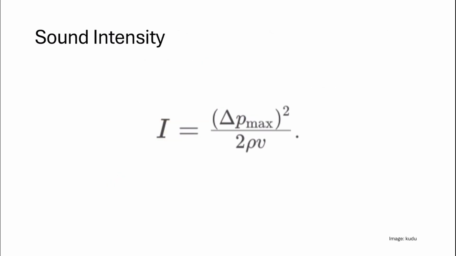The quality of sound is closely related to how noise-cancelling technology works. The formula for sound intensity is I equals delta P max squared over 2 rho v. I is the sound intensity and represents how loud a sound is. Delta P max is the maximum pressure variation caused by the sound wave. Rho is the density of the medium through which the sound travels, and v is the speed of sound in the medium. Sound intensity helps us understand the energy in sound waves, which is key for technologies like noise cancelling.